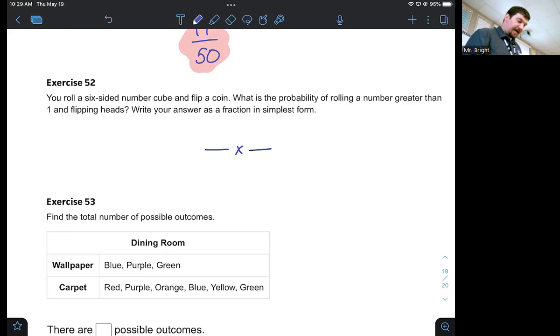If you're rolling a 6-sided number cube, it says a number greater than 1. How many numbers on this number cube are greater than 1? 5 of them. 2, 3, 4, 5, 6. So you have a 5 out of 6 chance of that happening. And what's the chances of flipping heads on a coin? 1/2. Anything cancel? Okay, 5 times 1, 6 times 2.